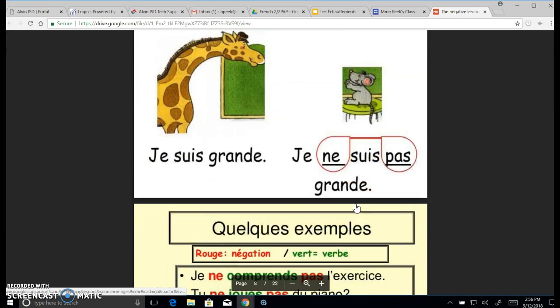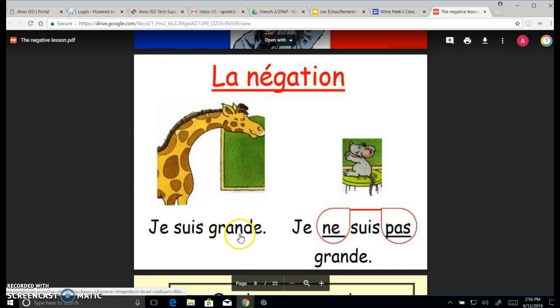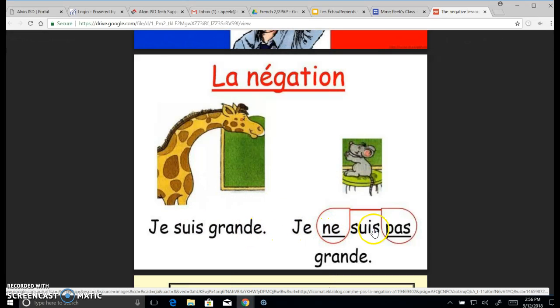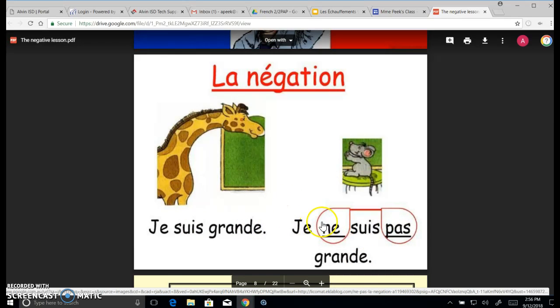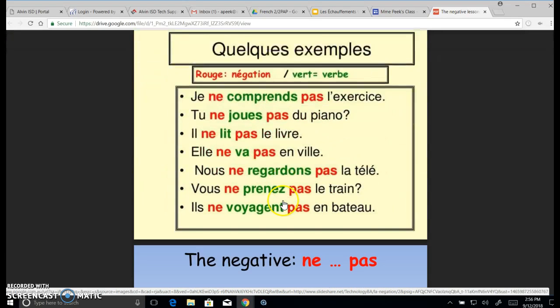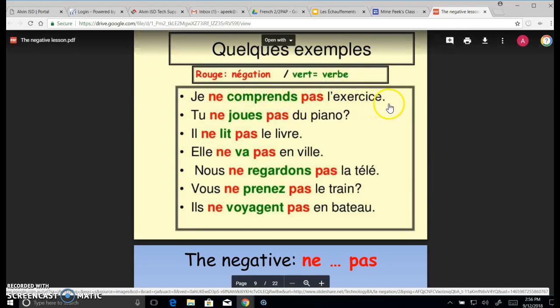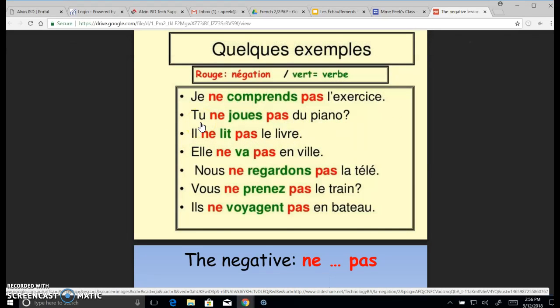Then I just showed them this example, je suis grande, I'm tall, and then the negative, je ne suis pas grande, I'm not tall. We read these examples. Je ne comprends pas l'exercice. I don't understand the exercises, or the exercise. Tu ne joues pas du piano. You don't play piano. Il ne lit pas le livre. He doesn't read the book, or he's not reading the book.